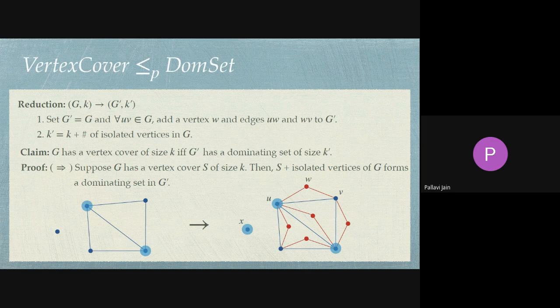Maybe we can do that. It will be a different reduction, but I'm saying this will also work. I just defined my K prime to be K plus the number of isolated vertices. Maybe we are doing something extra, but I'm saying it will not create any problem.